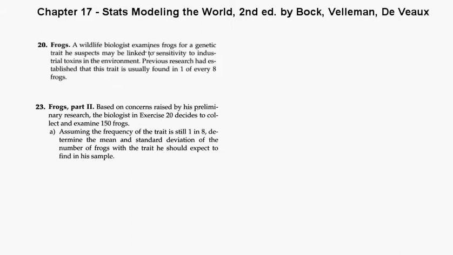A wildlife biologist examined frogs for a genetic trait he suspects may be linked to sensitivity to industrial toxins in the environment. Previous research has established that this trait is usually found in 1 of every 8 frogs. So the probability that a frog has the trait is 1 out of every 8, and obviously q is 7 out of 8.